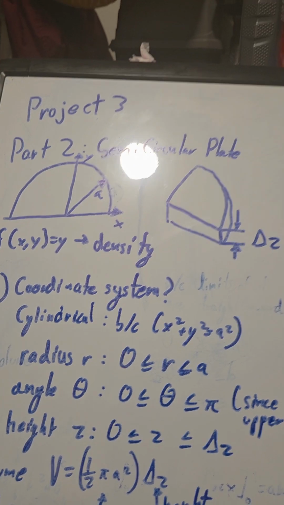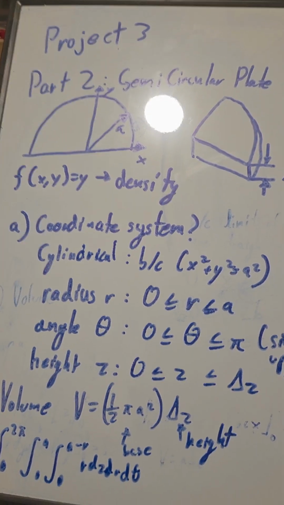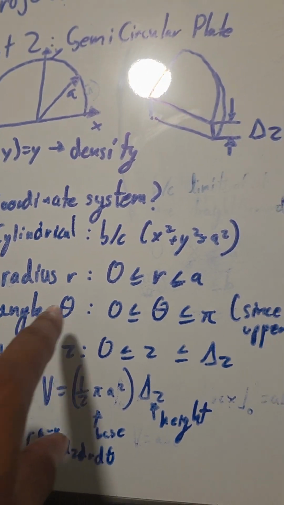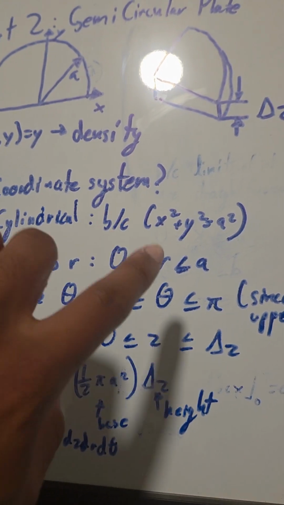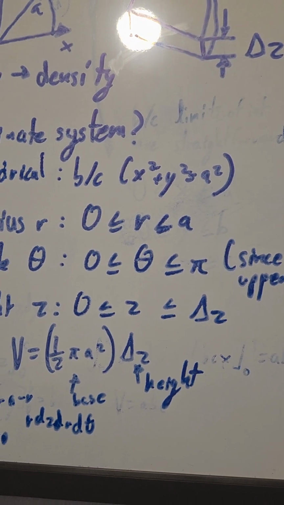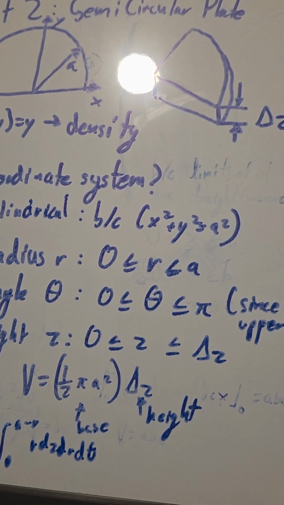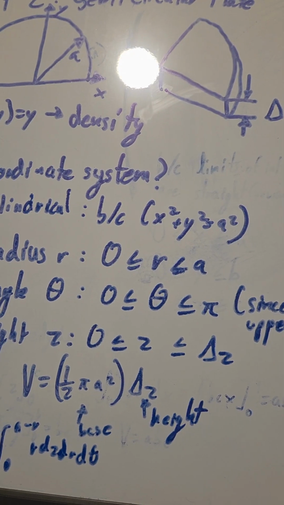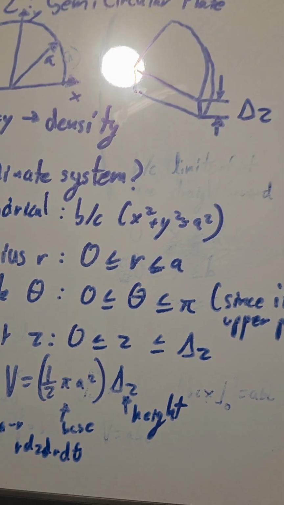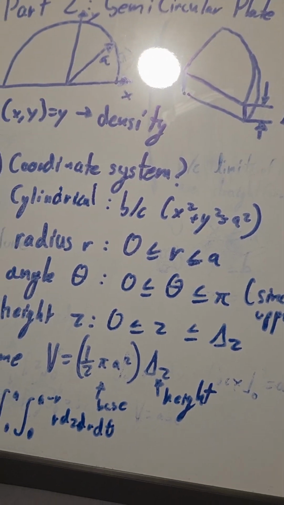It works exactly like 2D polar coordinates, and then you just add on the z-axis. So we get beautiful constants: the radius r is greater than or equal to 0 and less than or equal to a. Theta is greater than or equal to 0 and less than or equal to pi. And height z is greater than or equal to 0 and less than or equal to change in z.